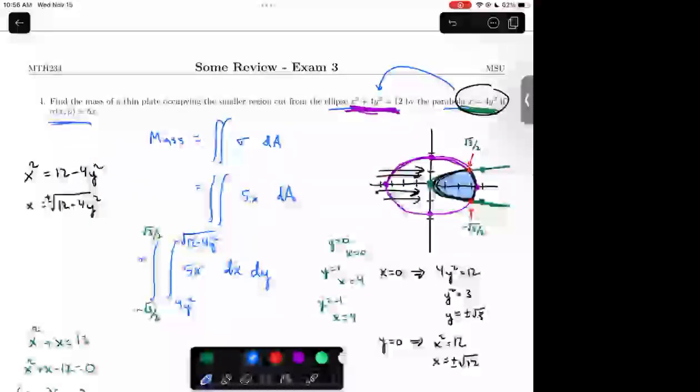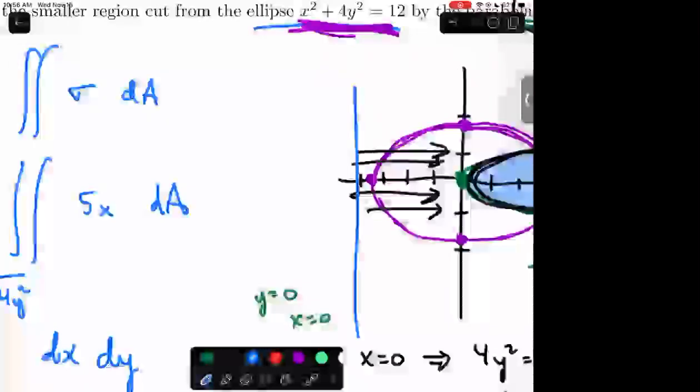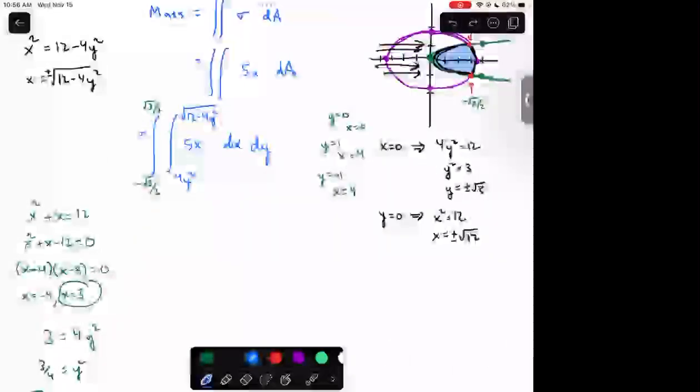Yeah, this -4 isn't even where, I mean, the ellipse doesn't reach a value of x equals -4, right? X equals -4 is out here. So sadly, I don't have a good reason for why that shows up. Just sometimes, yeah, extraneous solutions do that.